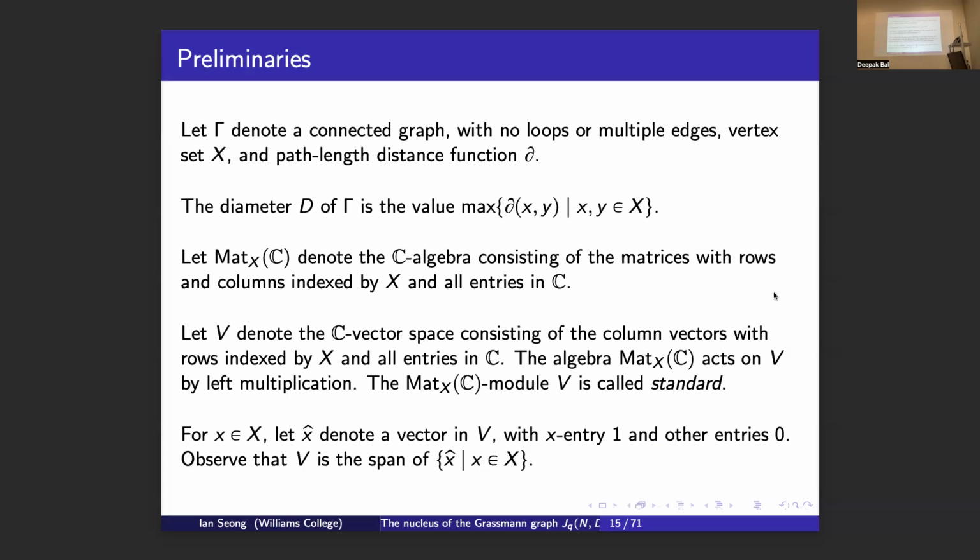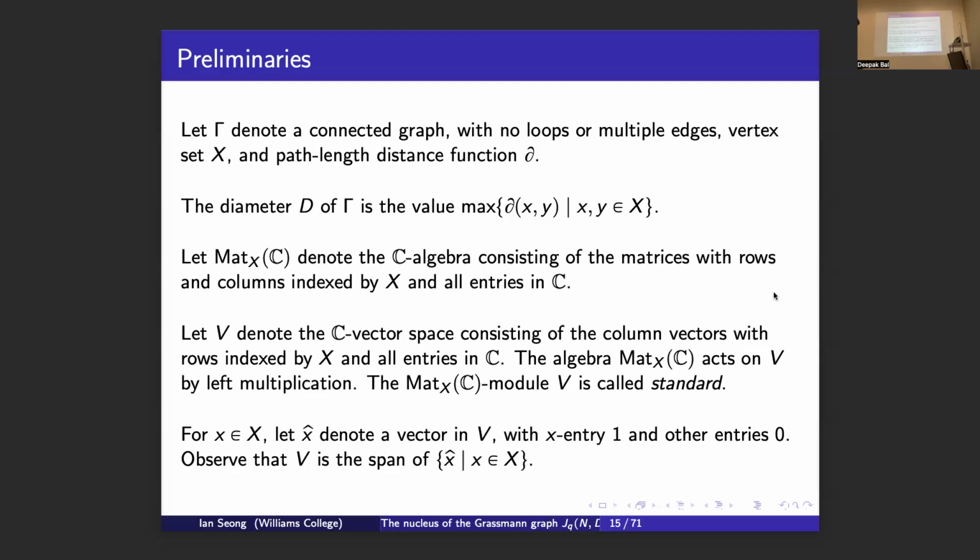Now let Mat_X(C) denote the C-algebra that consists of the matrices whose rows and columns are indexed by the vertex set X, and all entries are in C. So it's going to be a matrix algebra of size |X| by |X|, where the entries are complex numbers. Now let V denote a C vector space that consists of the column vectors with rows indexed by X and all entries in C. As you can see, the matrix algebra Mat_X(C) acts on V by left multiplication. And this Mat_X(C)-module V, we usually call standard.